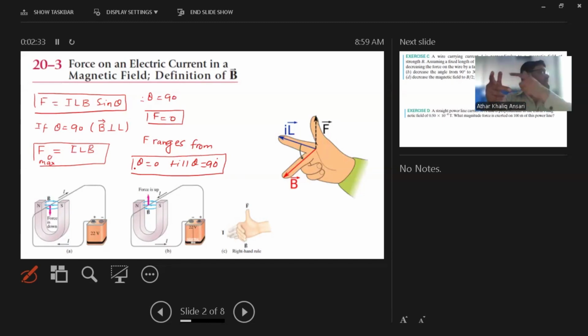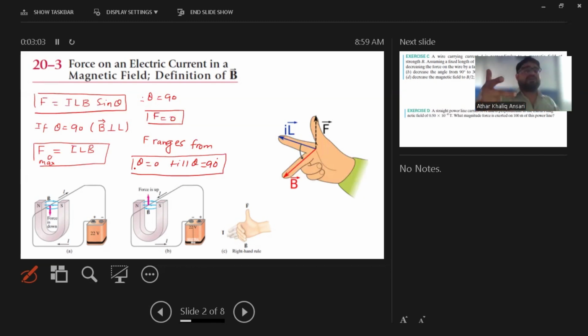FBI. F is the force on the wire, B is the magnetic field, I is the current through the wire. F is the force, magnetic field, and current. So when you are talking about FBI, all of these should be perpendicular. Force is perpendicular to B and I, or you can say L as well.